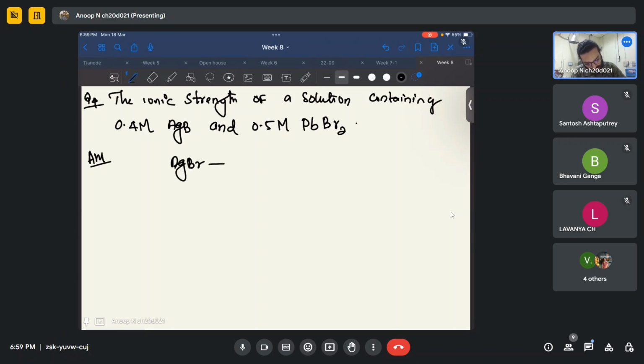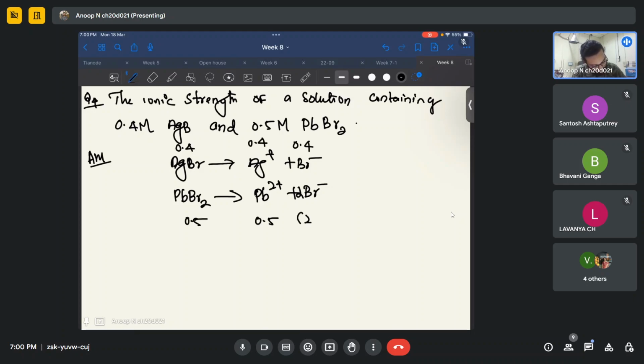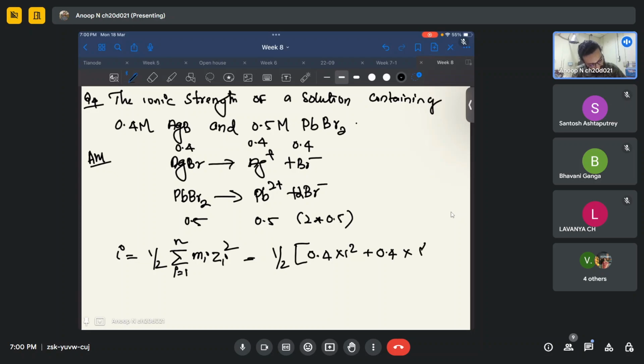So AgBr gives Ag plus and Br minus. PbBr2 gives Pb2 plus and 2Br minus. So 0.4, 0.4, 0.5, and 2 into 0.5. What is the equation? I is equal to half into sigma i equal to 1 to n of m i, which is molarity, times Z i squared. You can write half into 0.4 into 1 squared plus 0.4 into 1 squared plus 0.5 into 2 squared plus 1 into 1 squared, which is half into 3.8, which is 1.9.